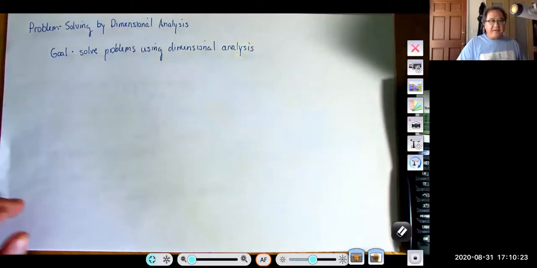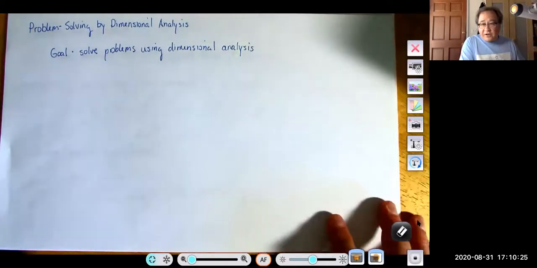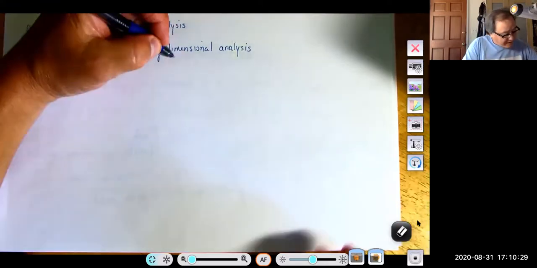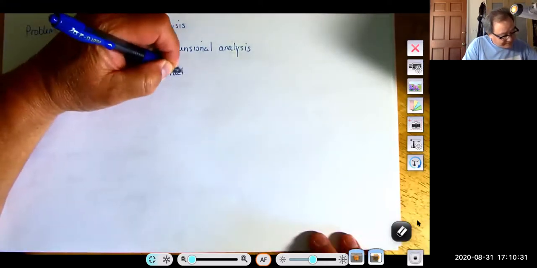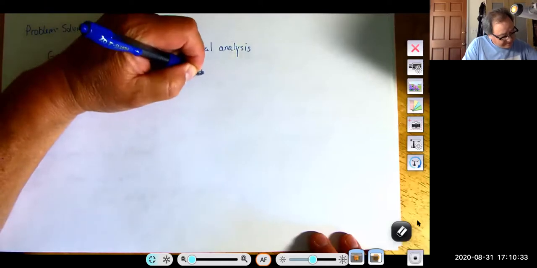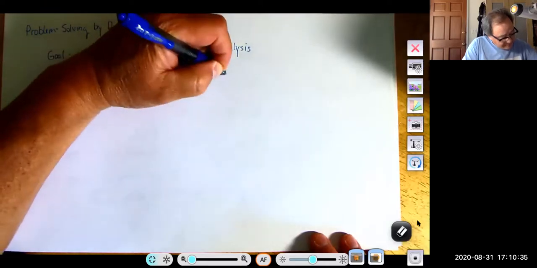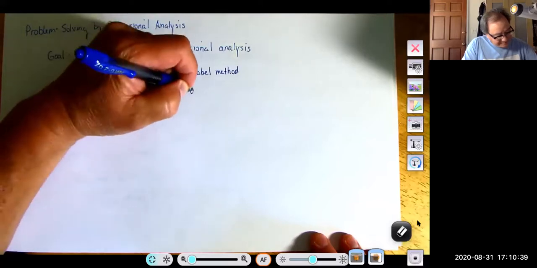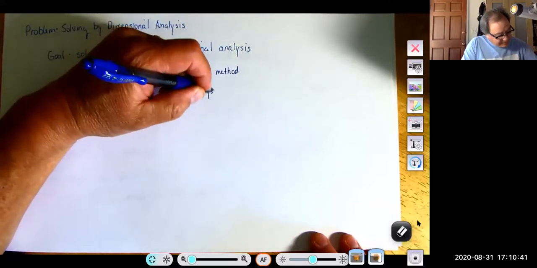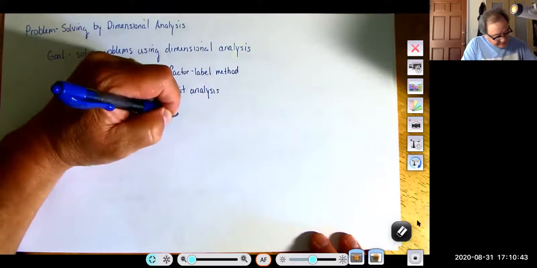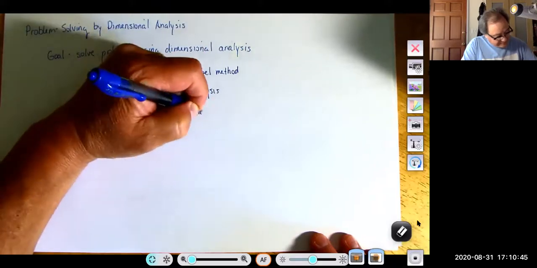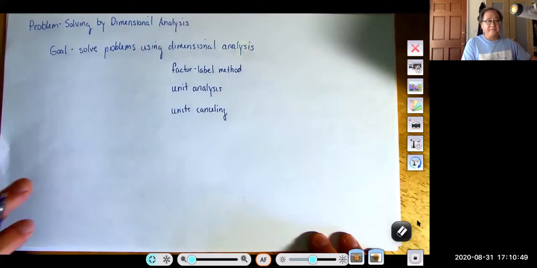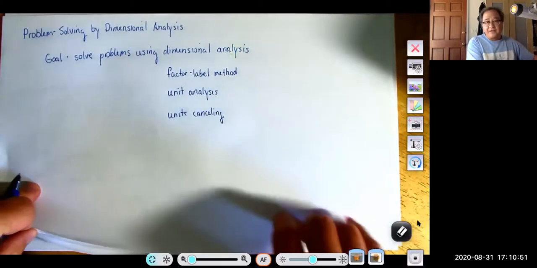Problem solving by dimensional analysis. The goal here is to solve problems using dimensional analysis. Sometimes this is also called the factor label method. Sometimes it's called unit analysis. Basically, it's units canceling. Okay, so let's take a look at problem solving by dimensional analysis.